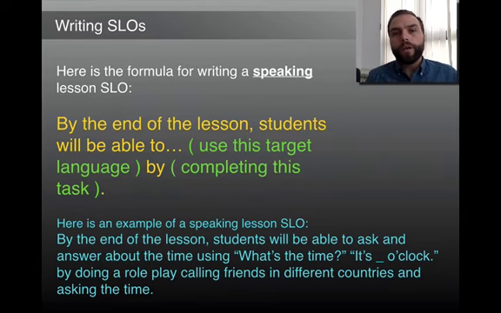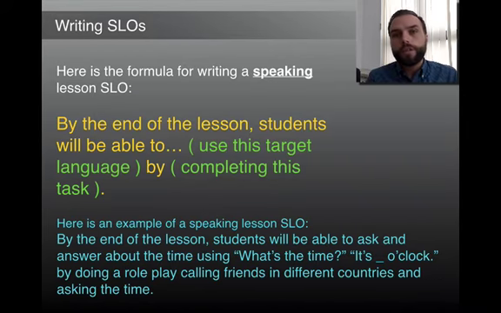Okay, so here is the formula for writing a speaking lesson student learning objective. Okay, so this is the formula we can use when we are writing the statement for a student learning objective. By the end of the lesson, students will be able to use this target language. Okay, so we need to put our target language in there by completing this task. So the green sections there we need to change, and we need to add our specific target language and the task that our students are going to achieve.